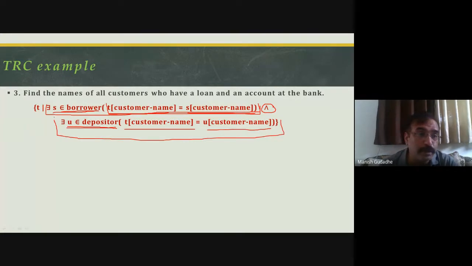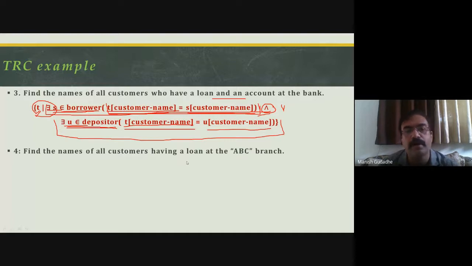It is going to print only the names of customers because T has only customer name. T doesn't belong to borrower or depositor, you remember. There exists S which belongs to borrower, which has the same name that should appear in T. Similarly for U. In this way we can make use of the connector. If it is OR, then you are going to have the OR symbol here.